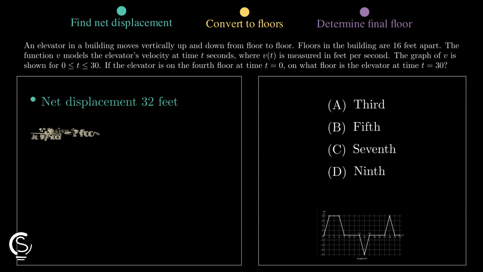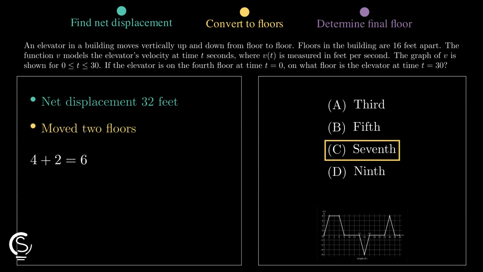Finally, add the 2-floor displacement to the initial 4th floor. 4 plus 2 equals 6, placing the elevator on the 6th floor at time 30.